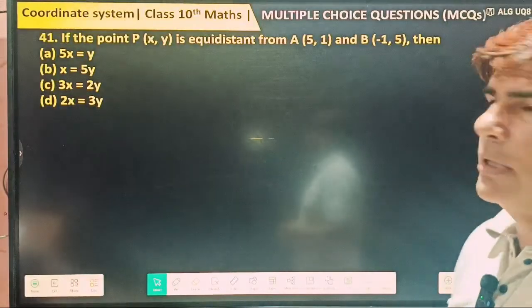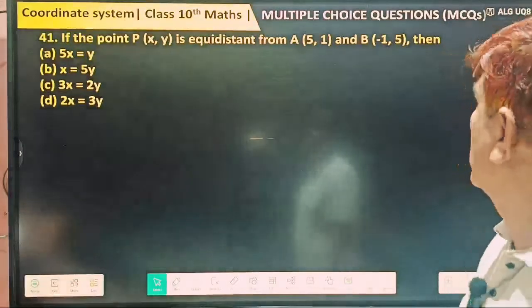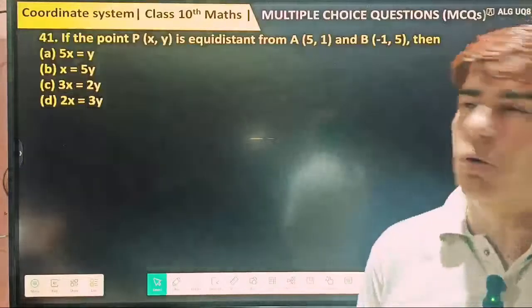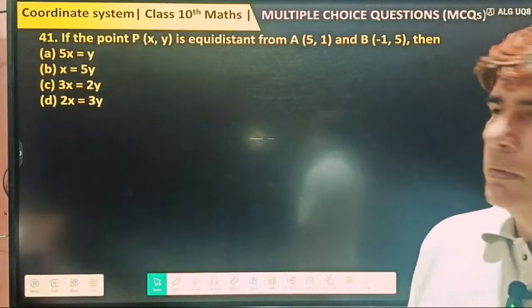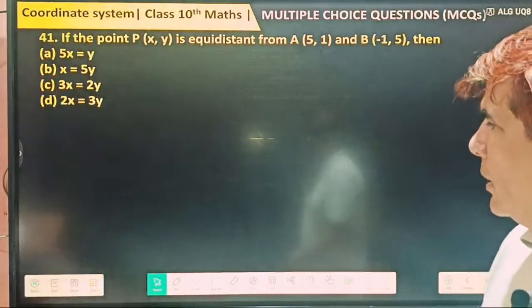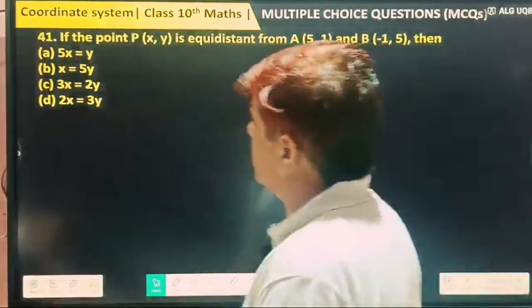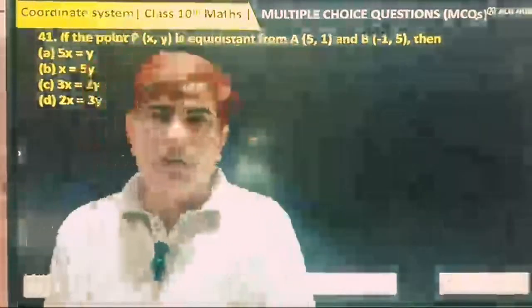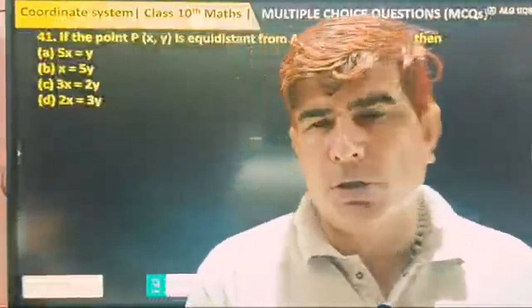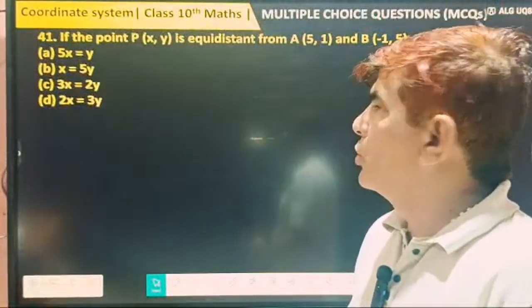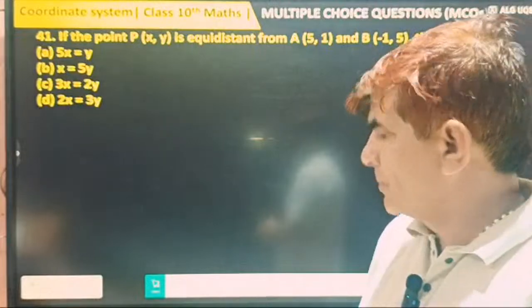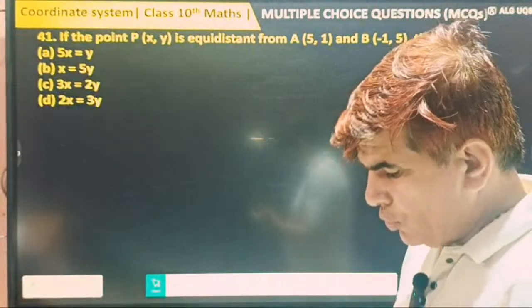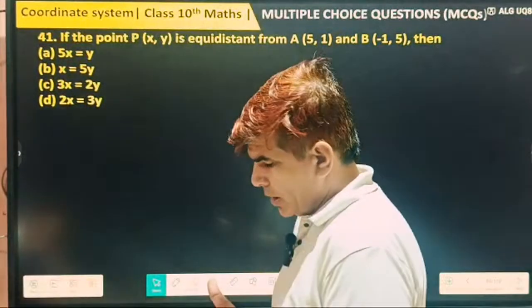Today again we will start multiple choice questions related to the chapter coordinate geometry. In two days we have done near about 40 questions, so today we will solve 20 more multiple choice questions. Already I told you in this chapter how many methods, two methods.